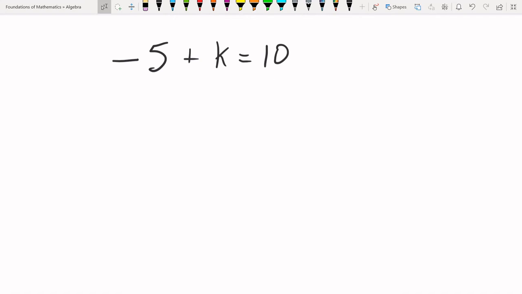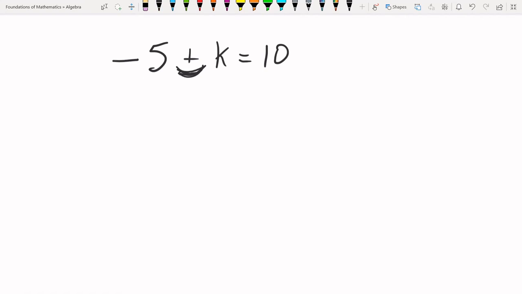I want to do one more problem here before we go to application problems. Sometimes you'll see this type of problem. I've seen students get this wrong before. Now I just wanted to cover it. We have negative 5 plus k equals 10. Now you may be thinking, well, to get k by itself, they're adding together, so I'm going to subtract. The problem, however, is that this negative 5 is like it's subtracting 5.